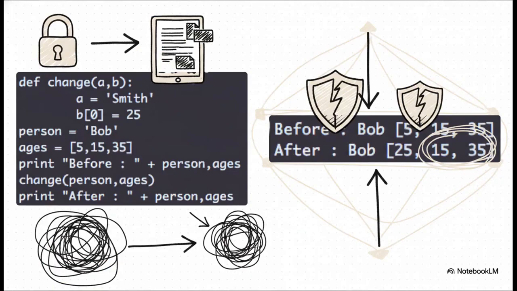This example just illustrates the difference perfectly. Inside our function, we try to change both the string and the list. And you can see in the output, the name Bob, our postcard, was totally unaffected. But the list, our shared Google Doc, was permanently changed.